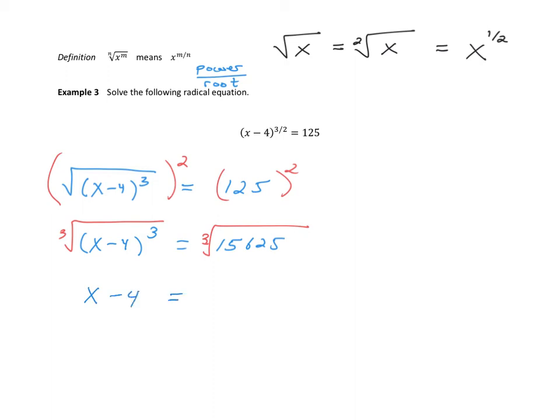And on the other side of the equation, that's the cube root of 15,625. So I'm going to get that value from my calculator. If I take the cube root of that number, I get 25. To get x by itself, I will add 4 to both sides of the equation, and we get that x is equal to 29. I'll leave it to you to check that this is a solution to the equation, but if you plug in 29 and simplify this side, it will equal 125.